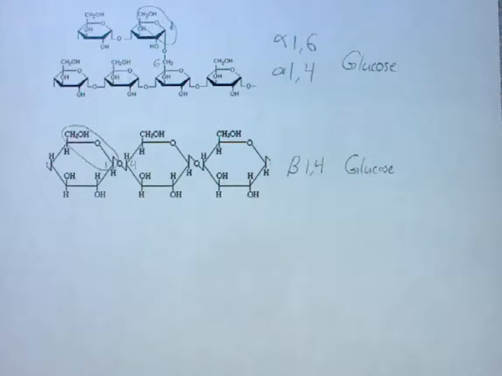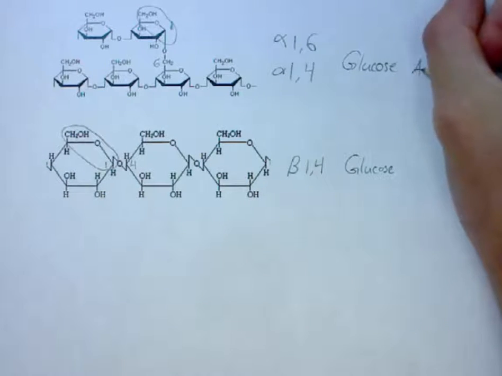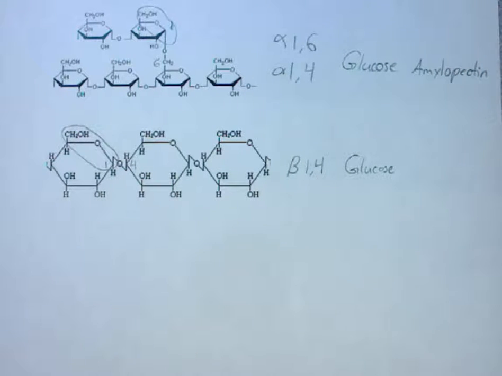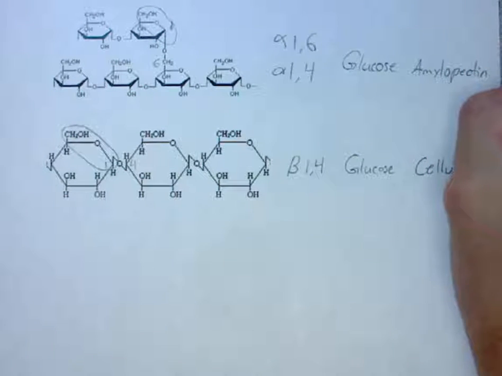The first polysaccharide is amylose. The second one is amylopectin. Both of these make up starch. And the last one is cellulose.